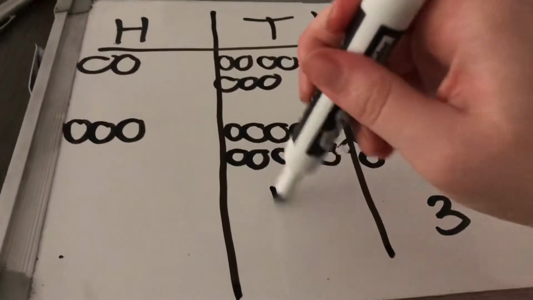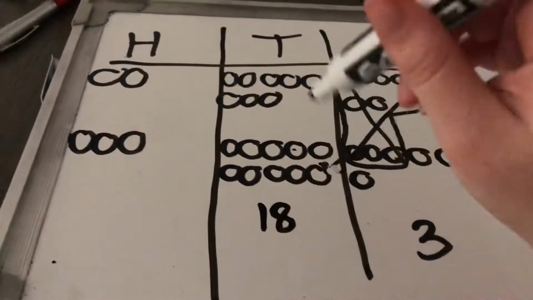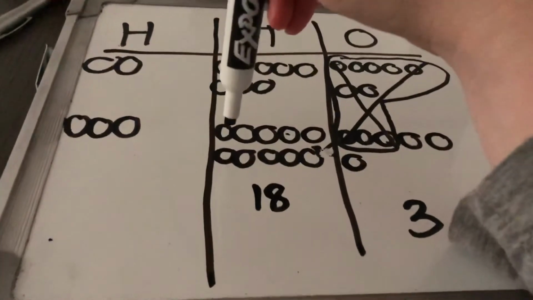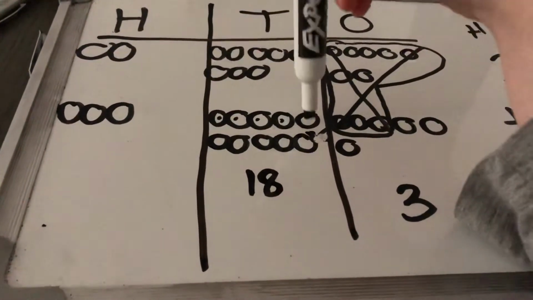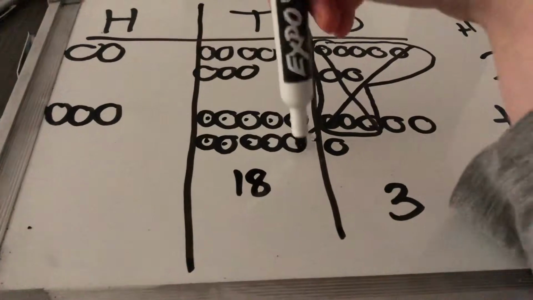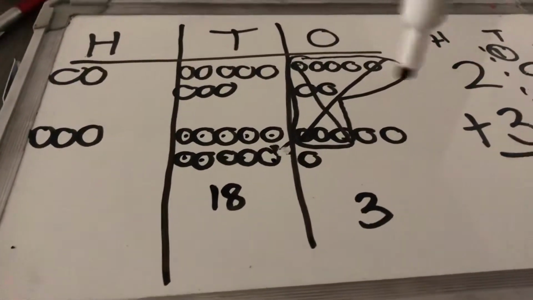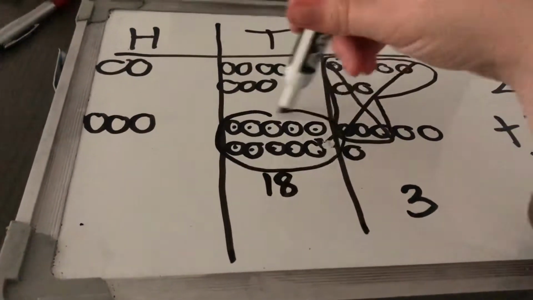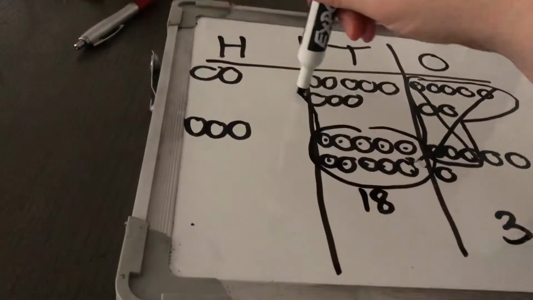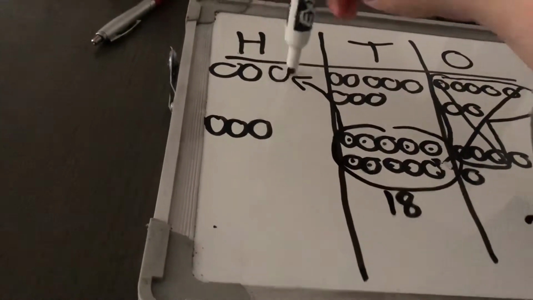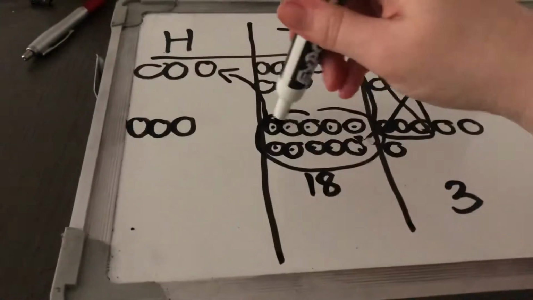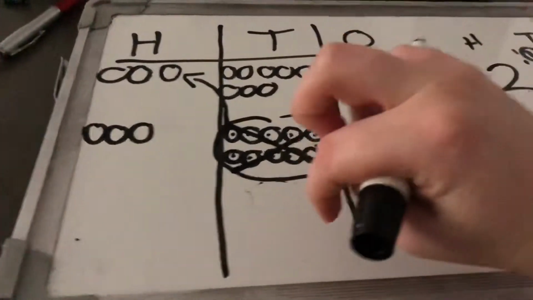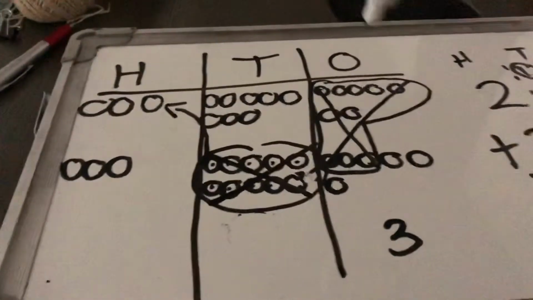Now, we cannot have more than 9 tens, because when we have 10 groups of 10, we have 100, right? This is 10, 20, 30, 40, 50, 60, 70, 80, 90, 100. So we need to move 10 groups of 10 to our hundreds place. And it's one group of 100. So just like before, even though I'm Xing this out, that does not mean we don't have it anymore. It's just moved because we had to regroup.